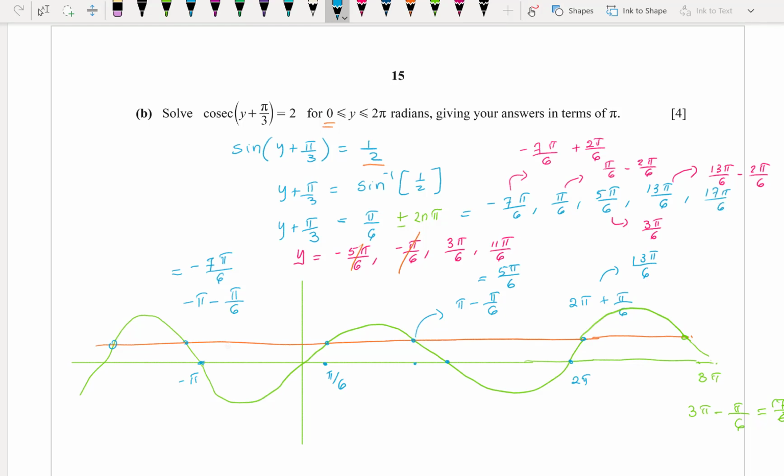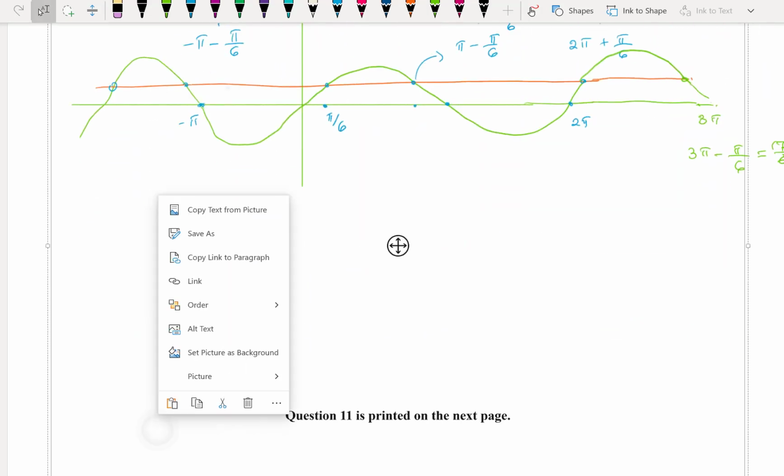If I had 17 pi by 6 in this list, we will be subtracting 2 pi by 6 from that one. What will that give us? 15 pi by 6. And that's more than 2 pi. So it is still big. Okay. So only these two are acceptable values, Amrita. Right. That's it. Okay. For 4 points, that's a lot of hard work. Yes.